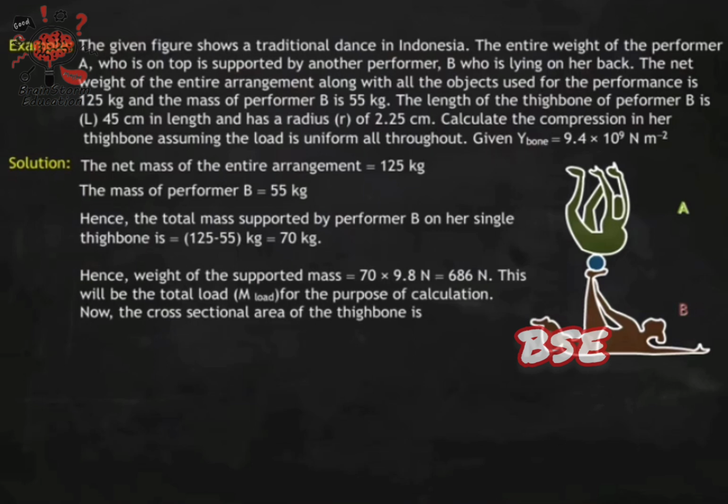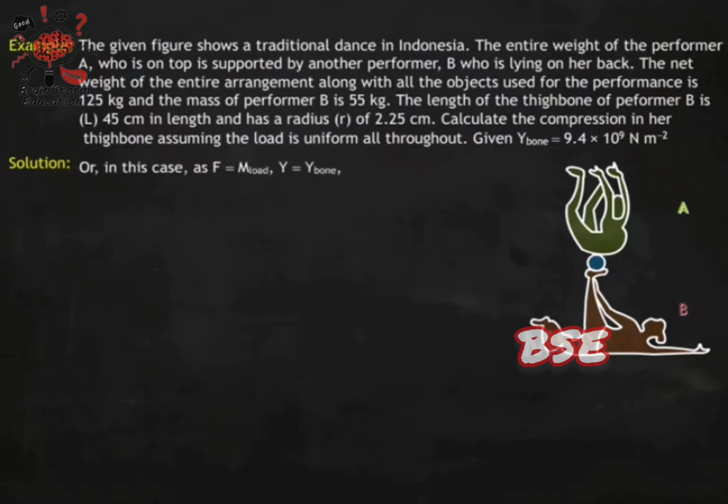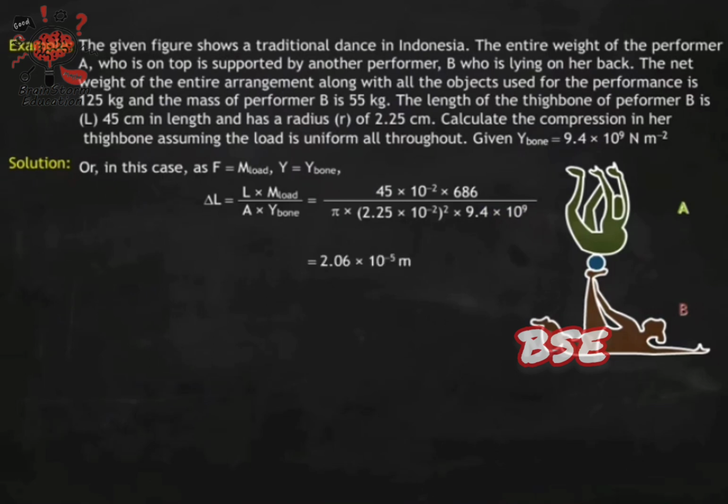Now, the cross-sectional area of the thigh bone is A equals pi r square equals pi into (2.25 into 10 raised to minus 2) whole square meter square. Now, we know that delta L by L equals F by A by Y. Or in this case, as F equals M load, Y equals Y bone, delta L equals L into M load by A into Y bone, which equals 45 into 10 raised to minus 2 into 686 by pi into (2.25 into 10 raised to minus 2) whole square into 9.4 into 10 raised to 9 equals 2.06 into 10 raised to minus 5 meters.